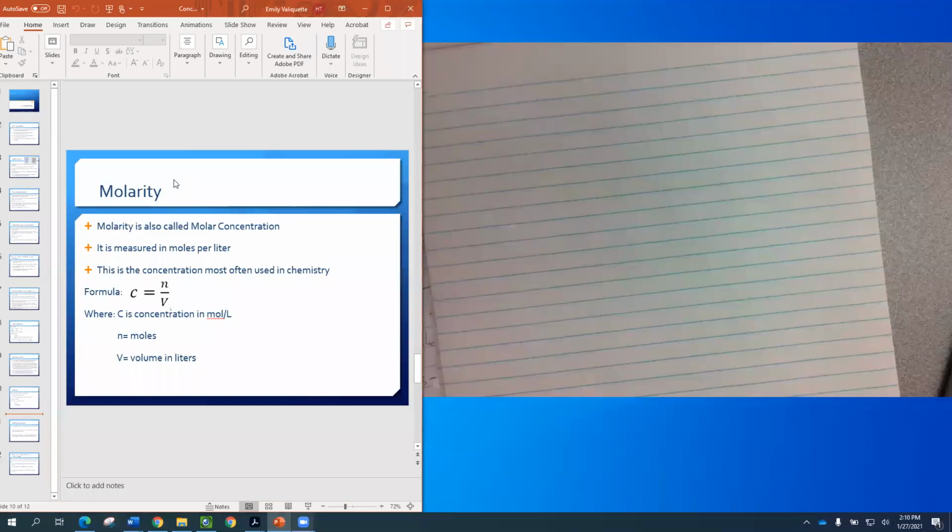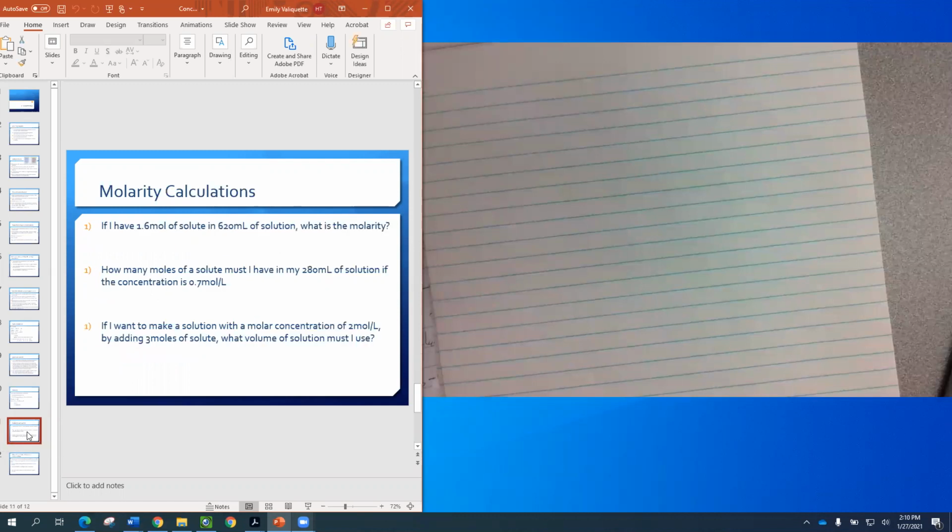The last type of concentration is molarity, which is the most important type. It's also called molar concentration, and it's a measurement of moles per liter. The formula that you need to know is C equals N over V, where C is the concentration in moles per liter, N is the moles, and V is the volume, which must be in liters. So let's look at some of these different calculations.